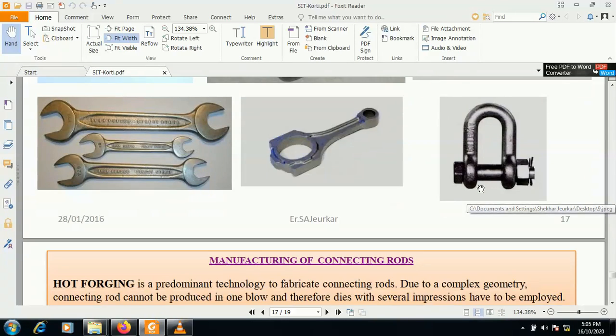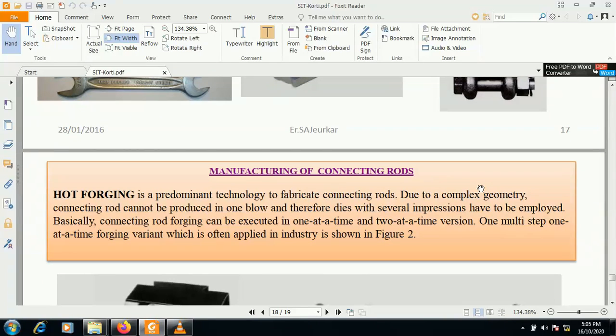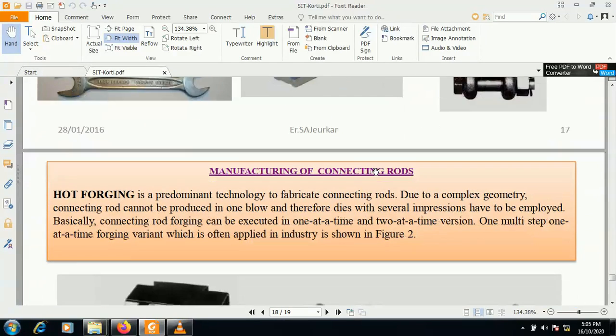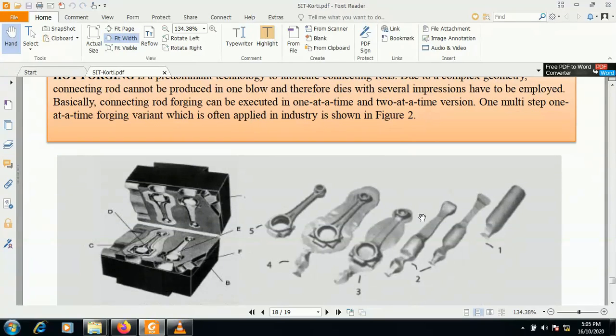That are also made by the forging operation. Hot forging is the main technology to fabricate the connecting rod. This is the connecting rod of the IC engine. Due to complex geometry, the connecting rod cannot be produced in one blow. Near about 7 to 8 blows are required. You can see the blows here.